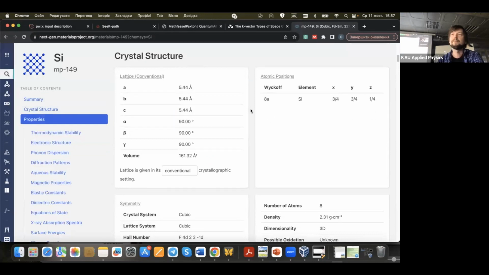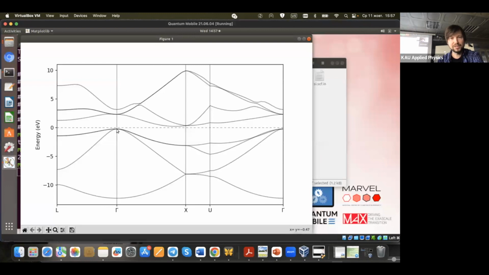Could you please show how do we approximate band gap? By the eye, yeah. So this and this. Of course, you can calculate it. You can take the file. You see, you can find the highest energy. You can find the lowest energy.